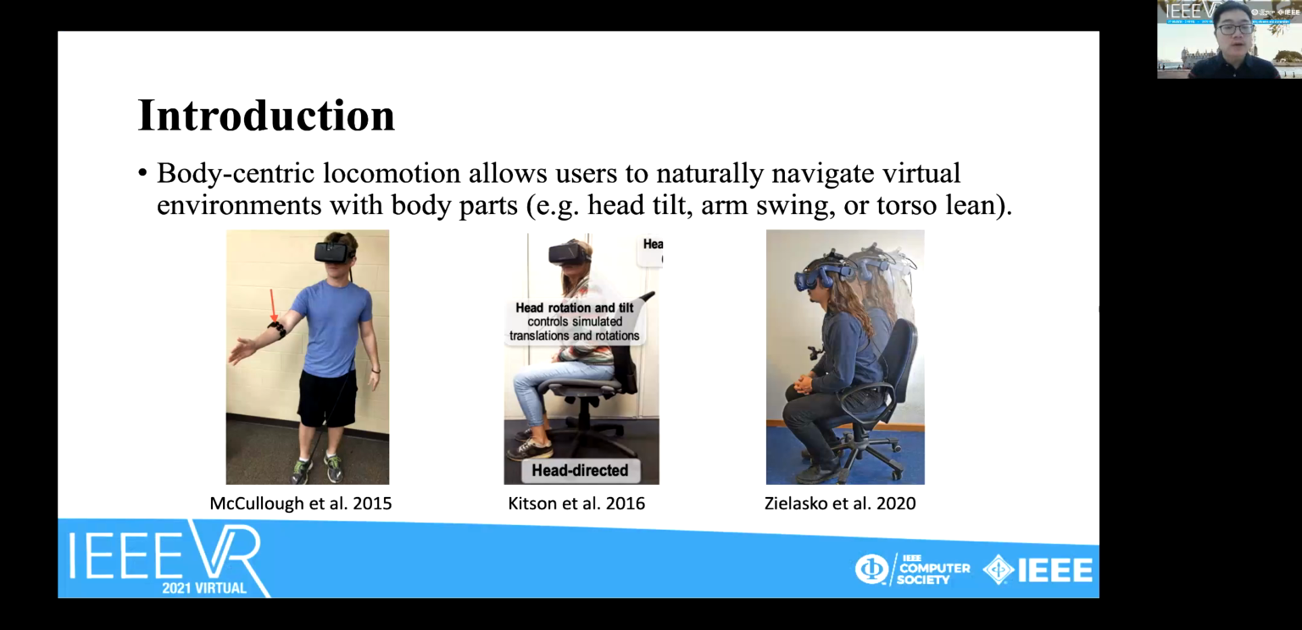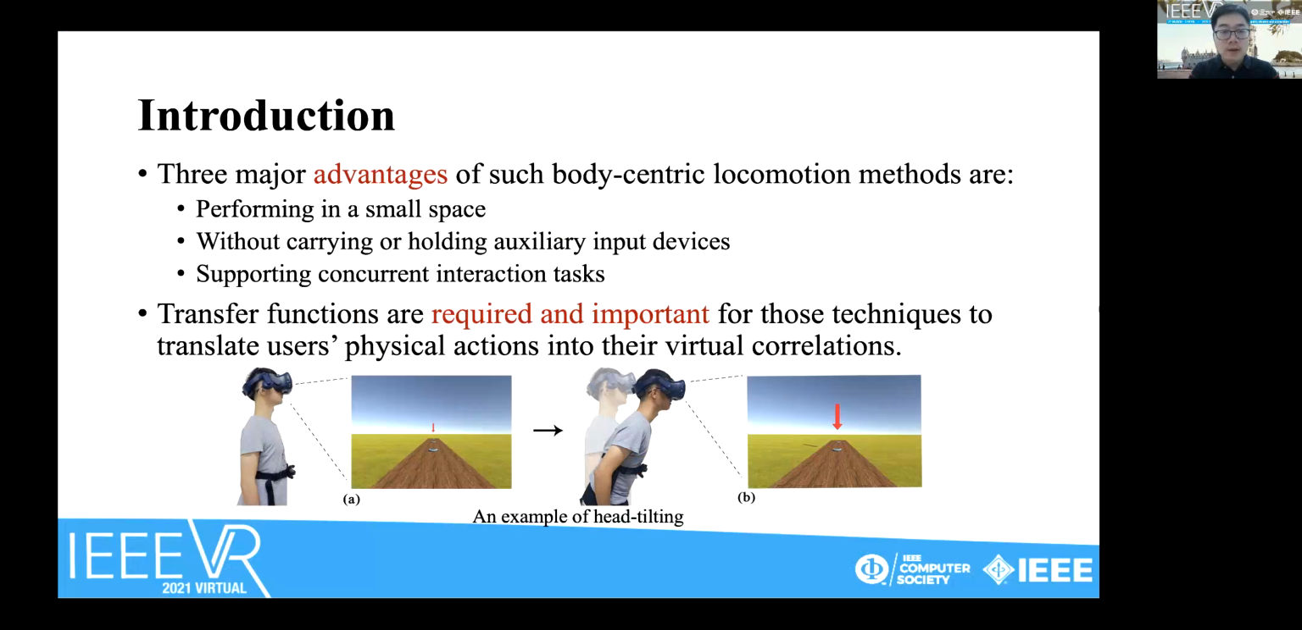Body-centric locomotion allows users to naturally navigate virtual environments with body parts, for example head tilt, arm swing, or torso lean, as the figure shows. The major advantage of such a method is that users can navigate with body parts in a small space, even without carrying or holding an extra input device, also supporting concurrent interaction tasks. For example, navigating while selecting targets.